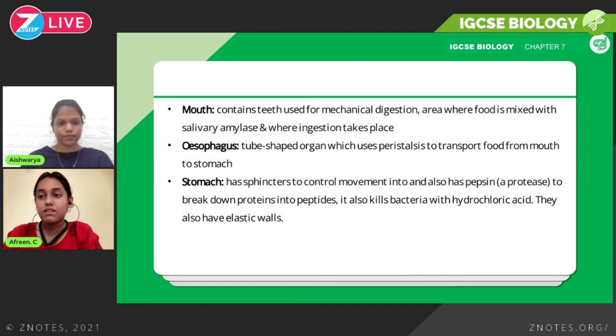And the stomach also has pepsin. Pepsin is a protease. A protease is an enzyme that breaks down proteins. Pepsin is present in the stomach because the stomach has ideal conditions for the pepsin to act on the food molecules. This is something we have looked into in chapter 5, the enzymes chapter. So pepsin basically breaks down proteins into peptides, and the acid in the stomach helps to kill bacteria. The stomach also has elastic walls, so it can expand and contract according to the food capacity that's currently inside the stomach.